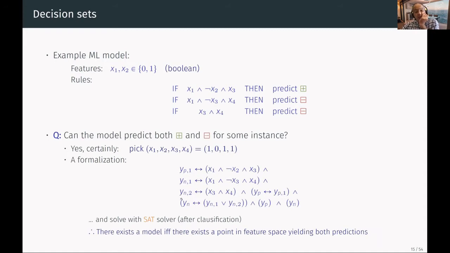And in this case, I can also represent the problem in pure propositional logic. So I pick the first positive rule, in this case the only one, if and only if this condition is true. I pick the first negative if and only if this condition is true. I pick the second negative if and only if this condition is true. And I pick positive if I pick the first positive. I pick negative if I pick the first or the second negative, and I want to pick both positive and negative. Of course, I could simplify this. This is just to illustrate how you can automate the process.